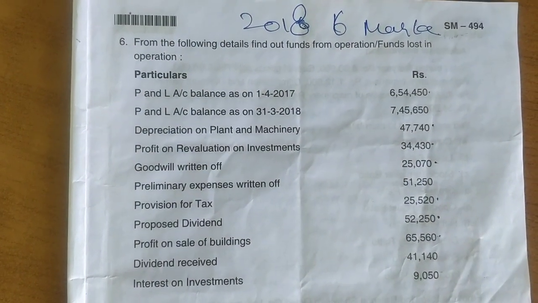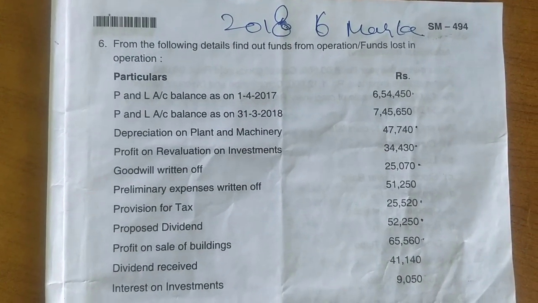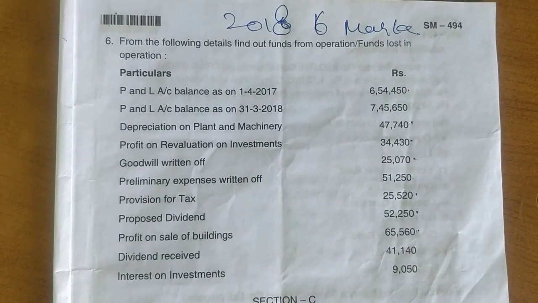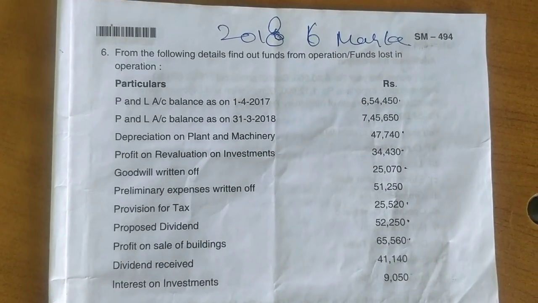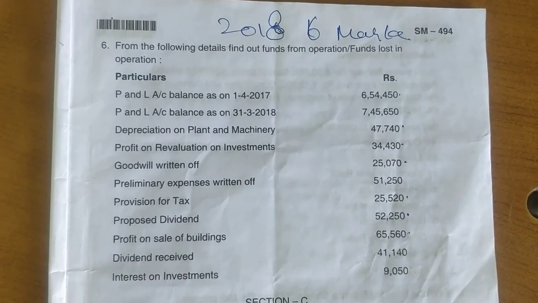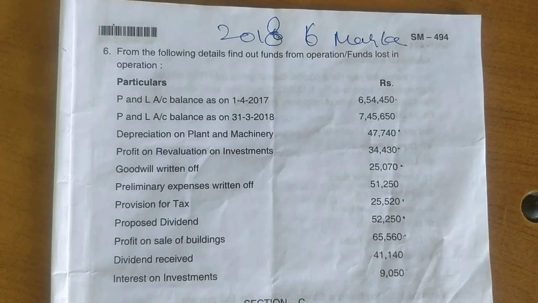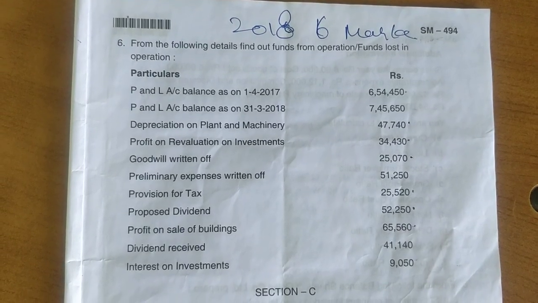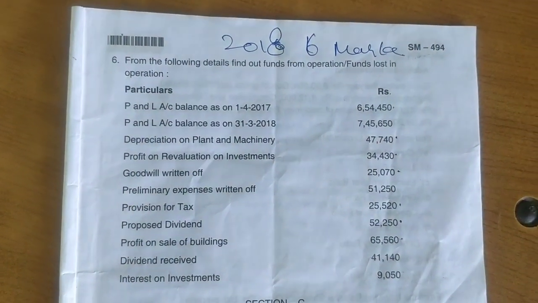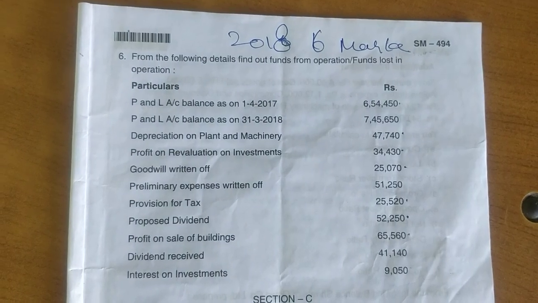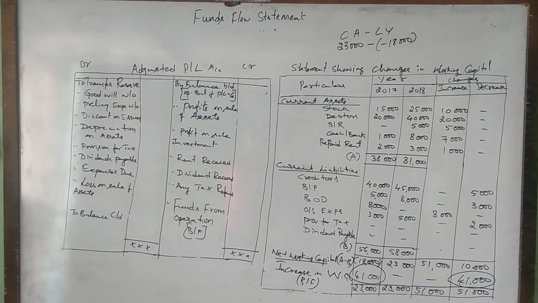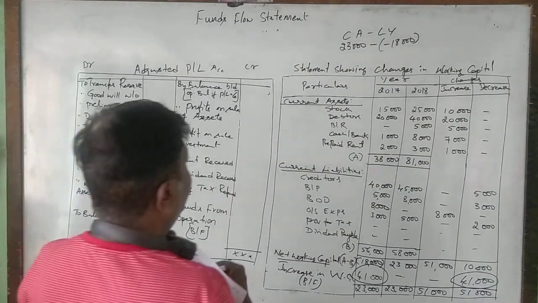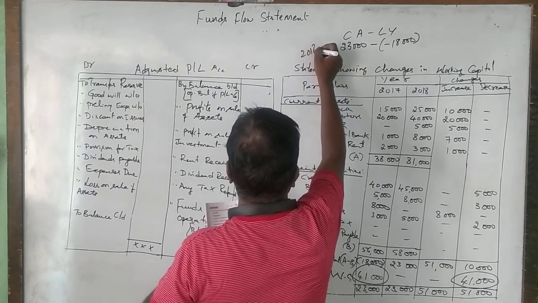Guys, this is also a 2018 question paper question for 6 marks. Very simple question. Just take a piece of paper or a book and a pen. Please write down the question, so that whenever I am solving on the board, you can keep this problem with you and understand better.